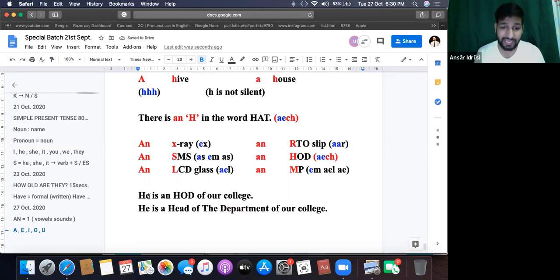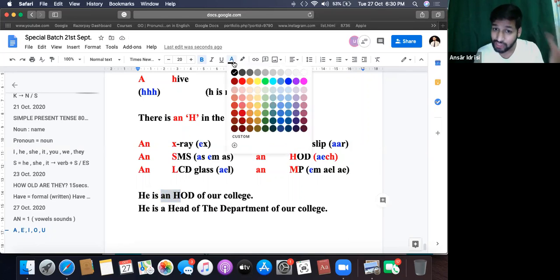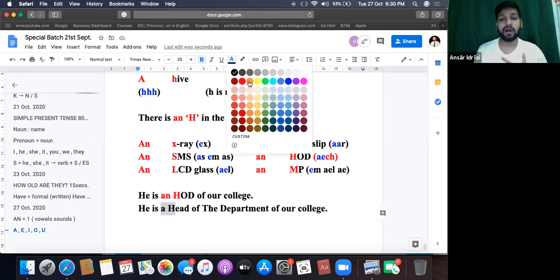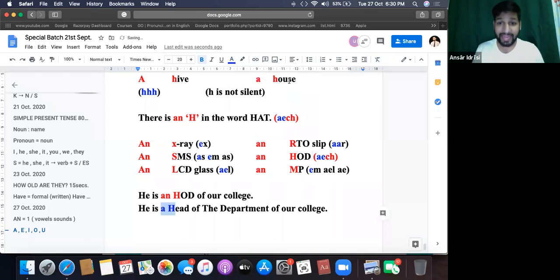Getting it? If you see here, he is an HOD, and HOD. H sound is coming H, A, vowel sound. So an HOD. And he is a head of the department. We are using here "a". Why? Because the sound is not coming vowel. It is coming completely consonant sound. A head of the department. Getting it?